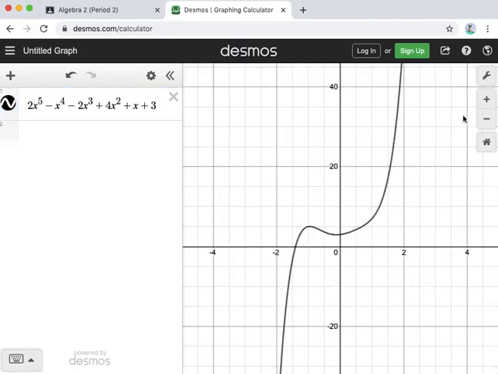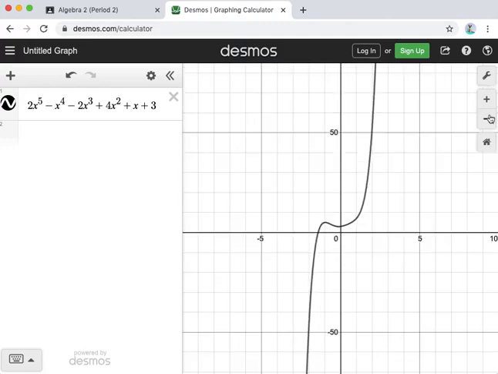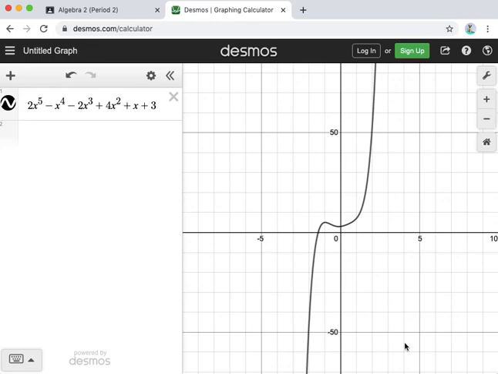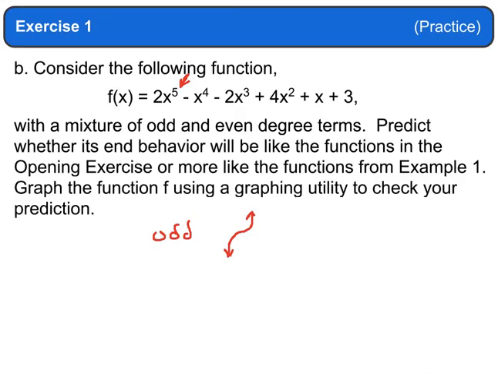And you see this general kind of motion occurring, where you got one end behavior going up, the other end behavior going down. We can always zoom out to see that that trend continues. And so that confirms our prediction that this is indeed an odd function because the leading degree is going to be odd.